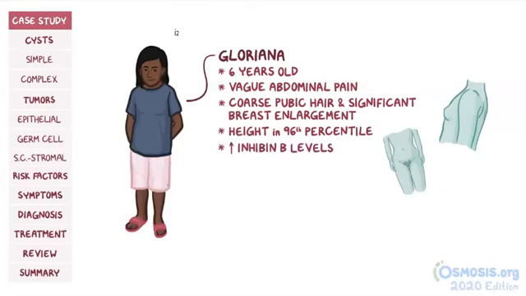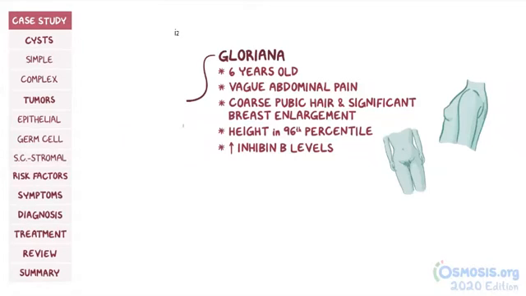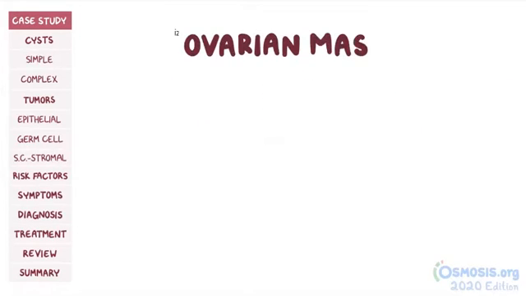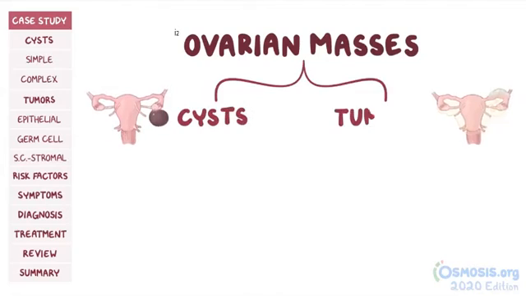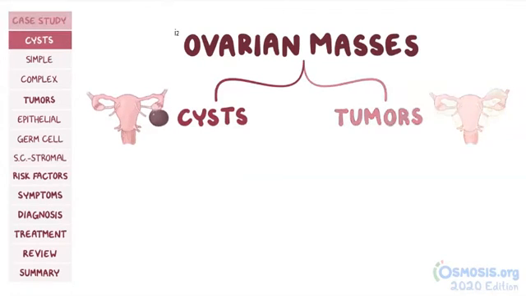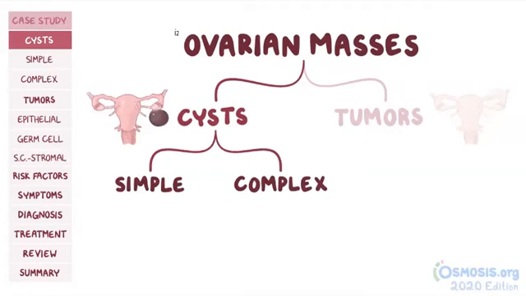Based on the initial presentation, Rebecca and Gloriana's symptoms are caused by some form of ovarian mass. Broadly speaking, ovarian masses include ovarian cysts and tumors. Starting with ovarian cysts, these are fluid-filled sacs on or in the ovaries and can be classified into simple and complex cysts.